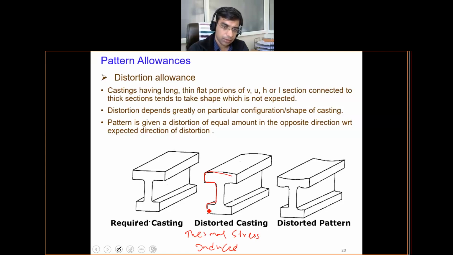So in order to counter this type of bulging, we create a pattern which will have an opposite effect, so that when the final casting takes place, at least the casting will have a straight kind of a profile. In this, the pattern is given some distortion of an equal and opposite amount, but in the opposite direction of the expected distortion. So this is known as the distortion allowance.